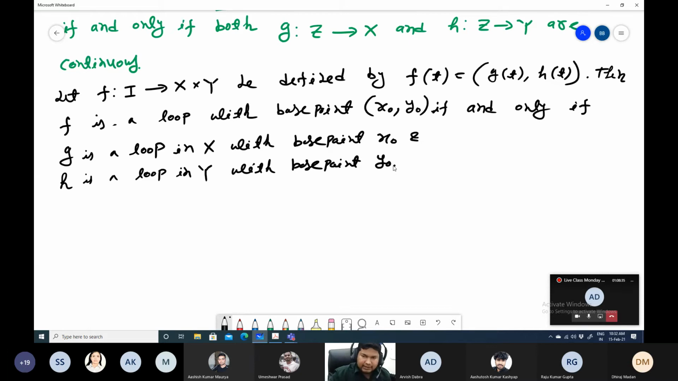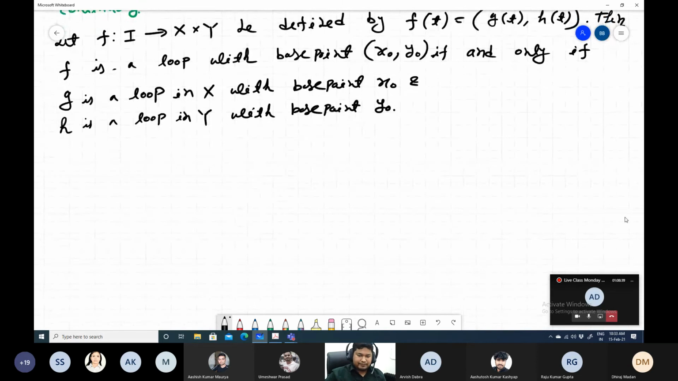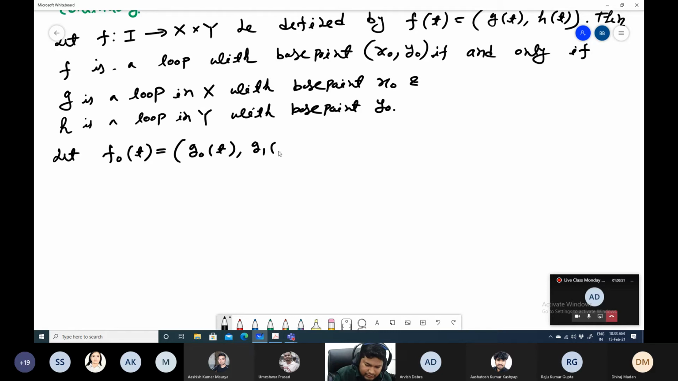Fine. Now another thing is clear. So let f0(t) equal to (g0(t), g1(t)). Oh, no.